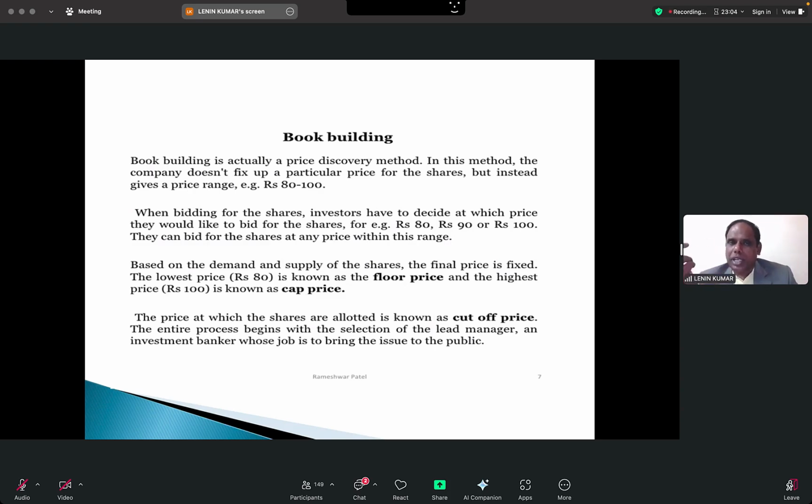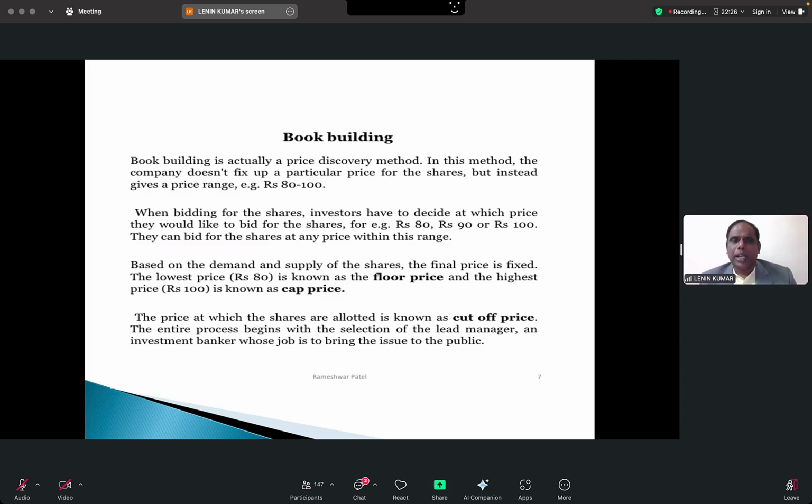When bidding for the shares, investors have to decide at which price they would like to bid for the share. I think you know about the bidding concept. So they want to bid for the shares, for example, at 80 dirhams, 90 dirhams, or 100 dirhams. They can bid at any price within this range, from 80 to 100. You can say 80, 85, 90, whatever it is. But 99% of them will go for the highest value, that is 100 dirhams. Then only shares will be allotted to you sometimes.